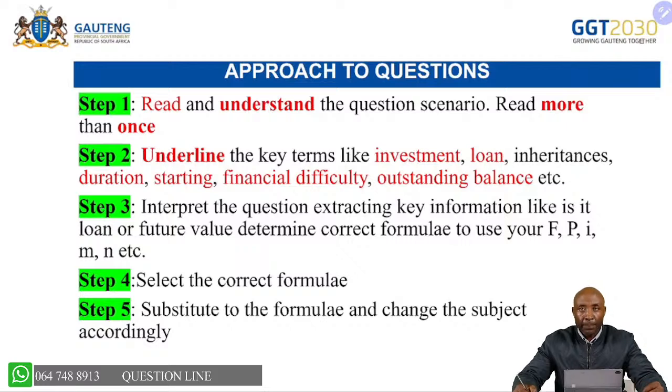And step number 3, we interpret questions extracting key information like the loan, future value. I've highlighted this. You determine the correct formula to use. You determine the correct N, the correct M, and so on and so on. Step 4, you select the formula, you substitute, and you change the subject of the formula according to what you need to calculate.